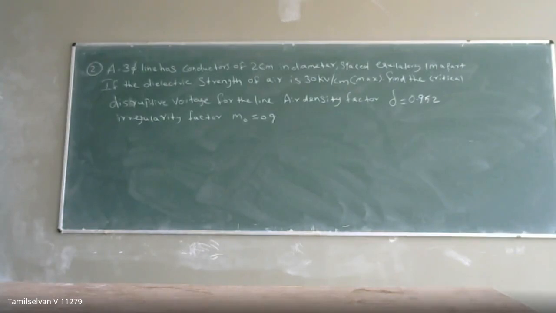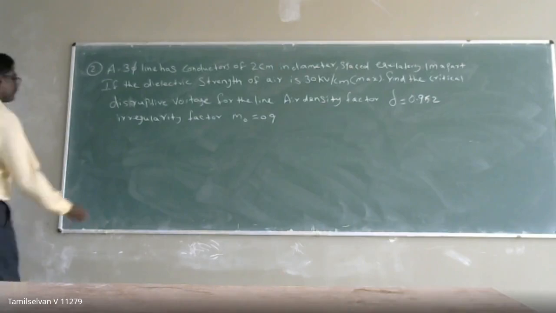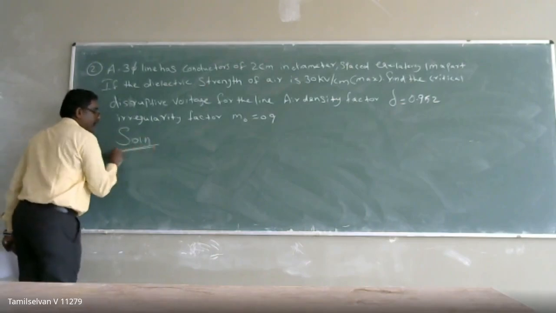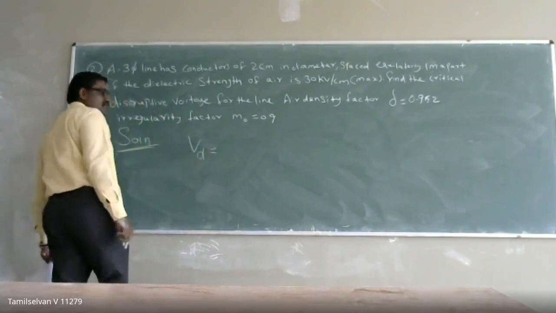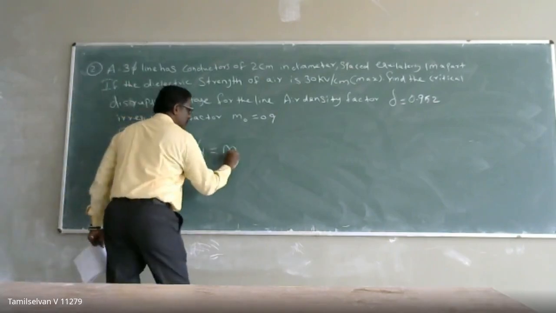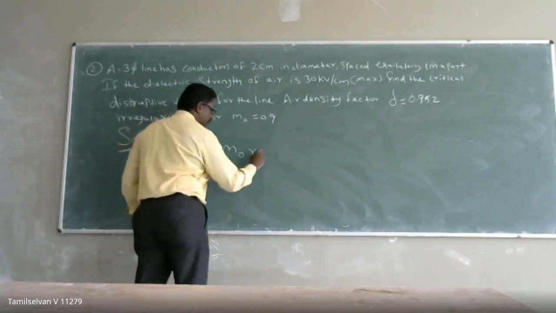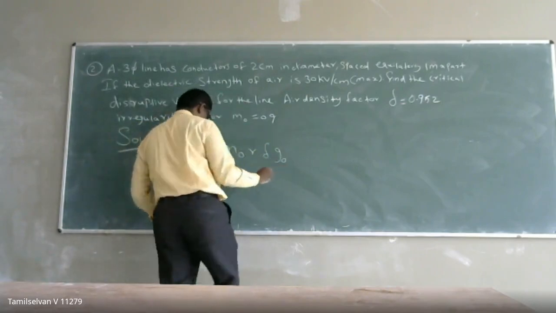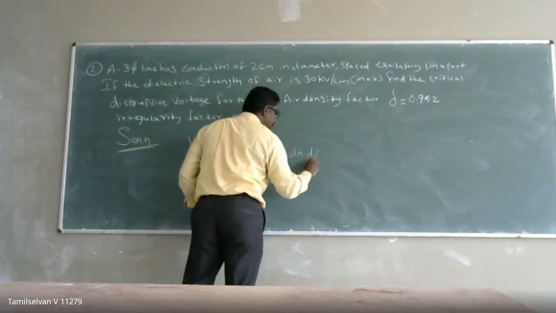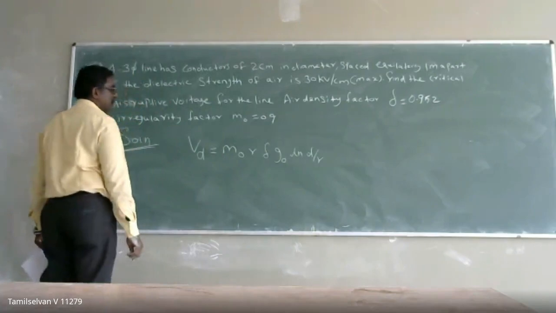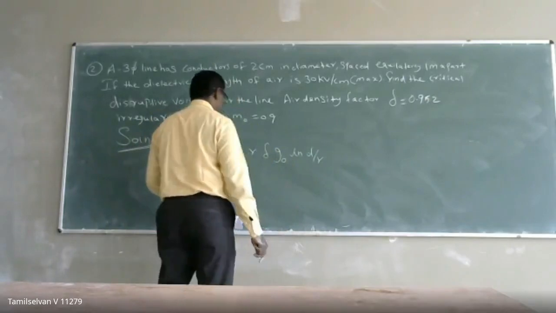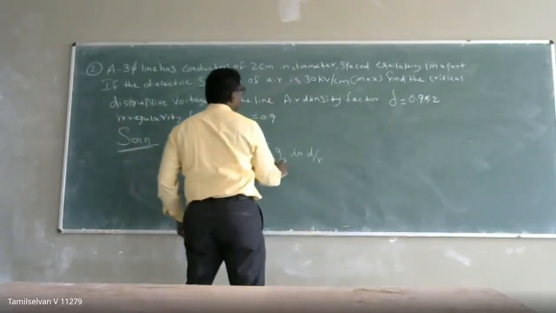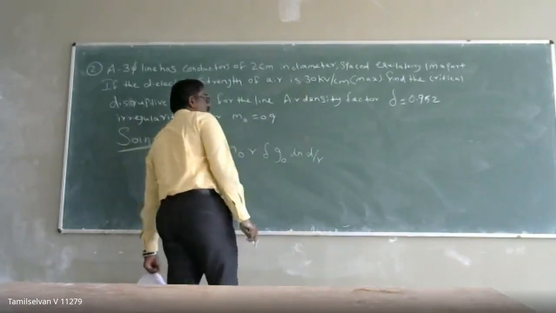Okay, so I'll write. Voltage, that we call disruptive voltage VD. The VD formula here is nothing but m naught, delta, G naught, r, ln of D by r. Ln of D by r. So here you see the m naught is given, and G naught is given.